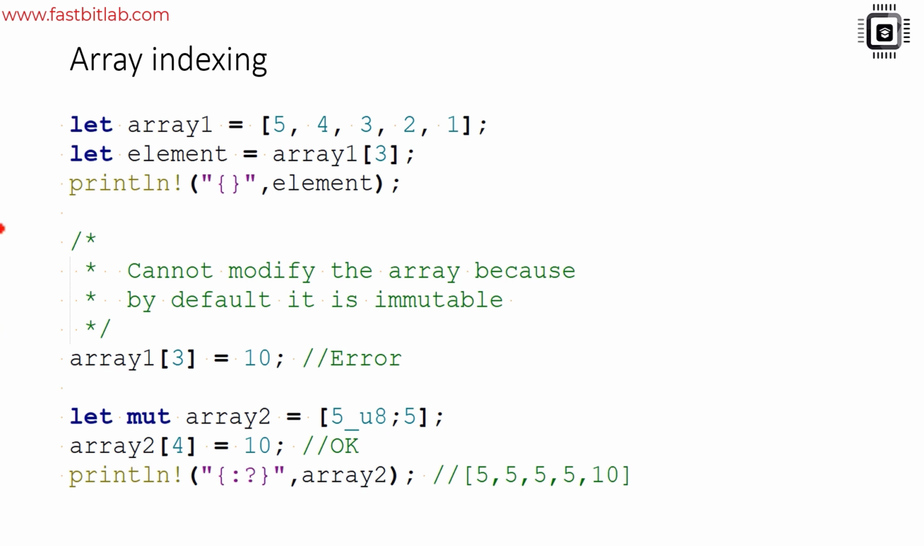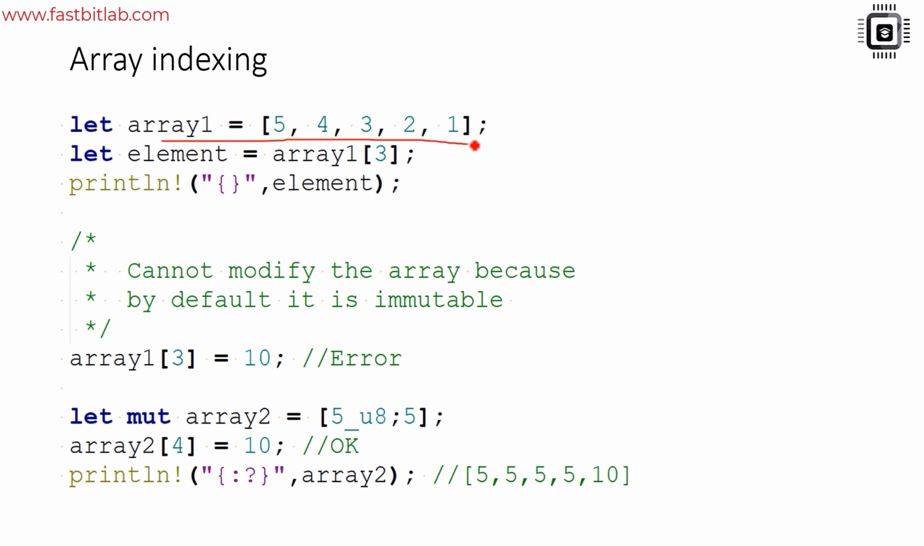Now array indexing, which is very simple. Please note that array indexing starts from 0. So this is the 0th index, first index, second, third, fourth. And if you want to extract the value at index 3, for example, then you can write something like this. This actually gives the value of the fourth element.